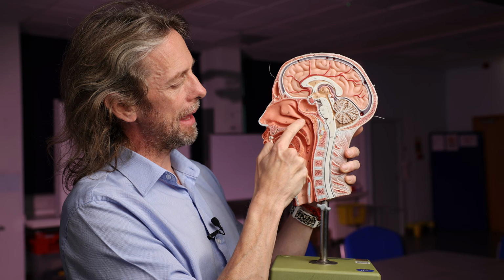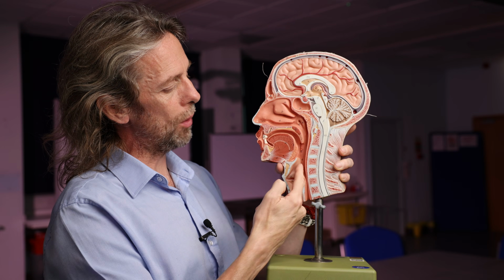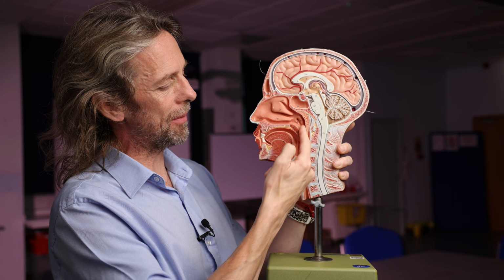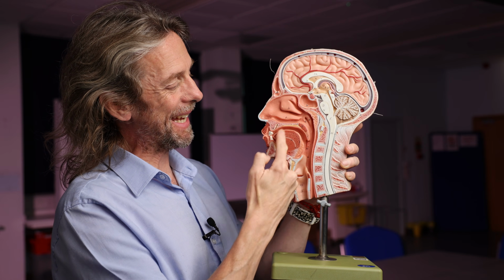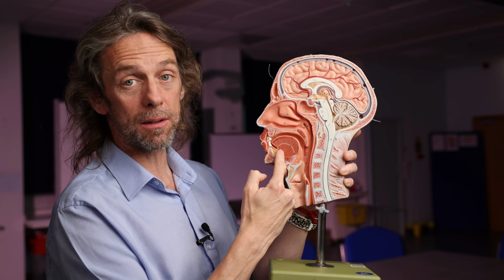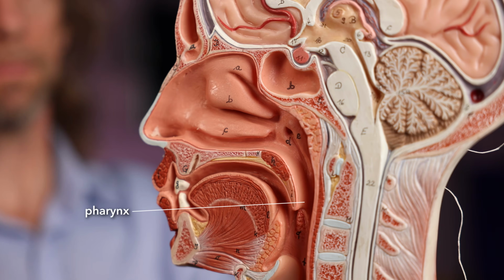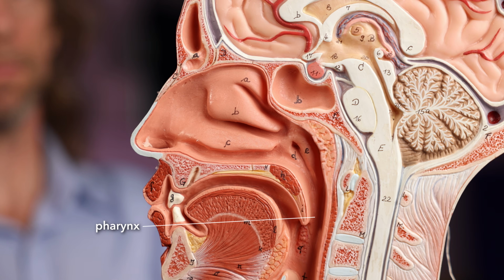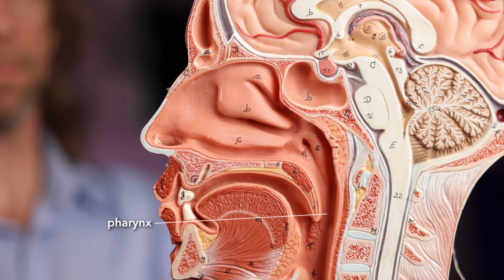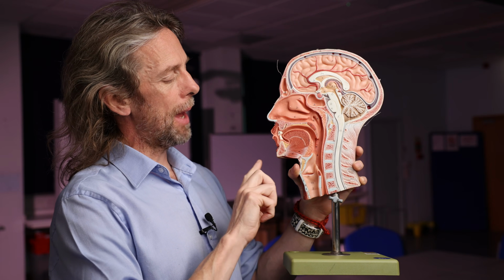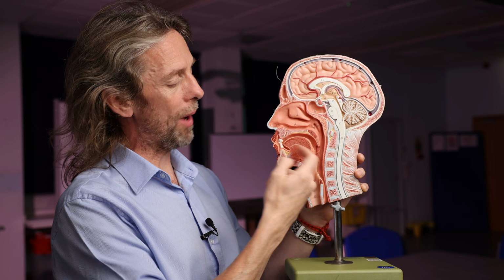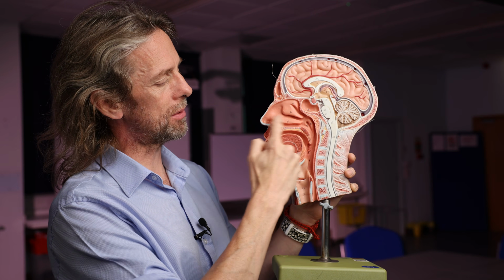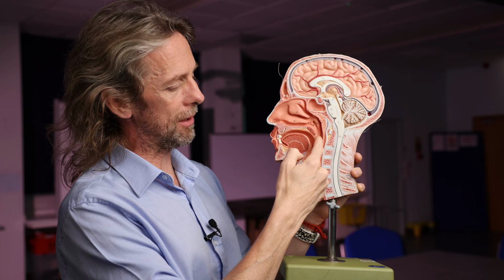And the air then passes back to this space posteriorly. This is the pharynx here, and it connects to the oral cavity. So yes, we can breathe in through our mouths when we need to. So when you need more air, when you're exercising, when you're running, when you're jogging, when you're running up a flight of stairs or whatever, you can open your mouth and pull more air in and push more air out through your mouth. But most of the time, we tend to breathe through the nasal cavity.